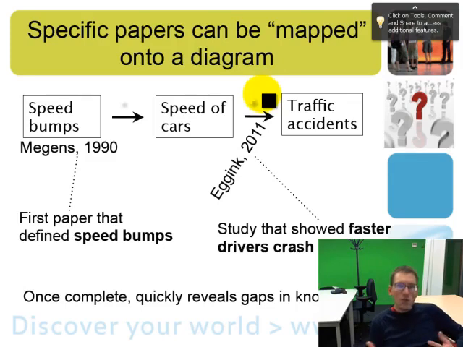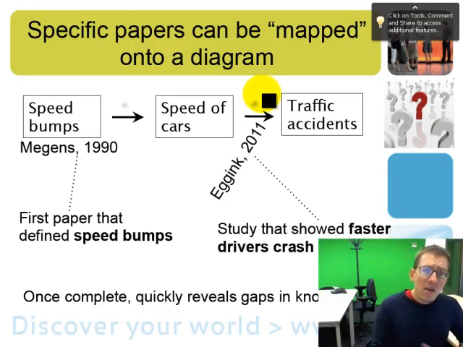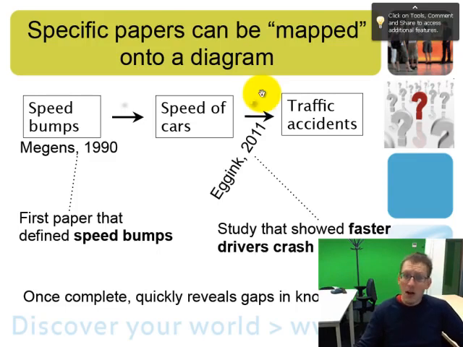And besides giving you a structure that you can follow, a diagram like this will very quickly reveal what the gaps in the knowledge are. So like right now, we're missing a few things. We're missing a paper that says that speed bumps actually slow cars down. We're missing a paper that defines or conceptualizes the speed of cars. And we're missing a paper that conceptualizes or defines traffic accidents.